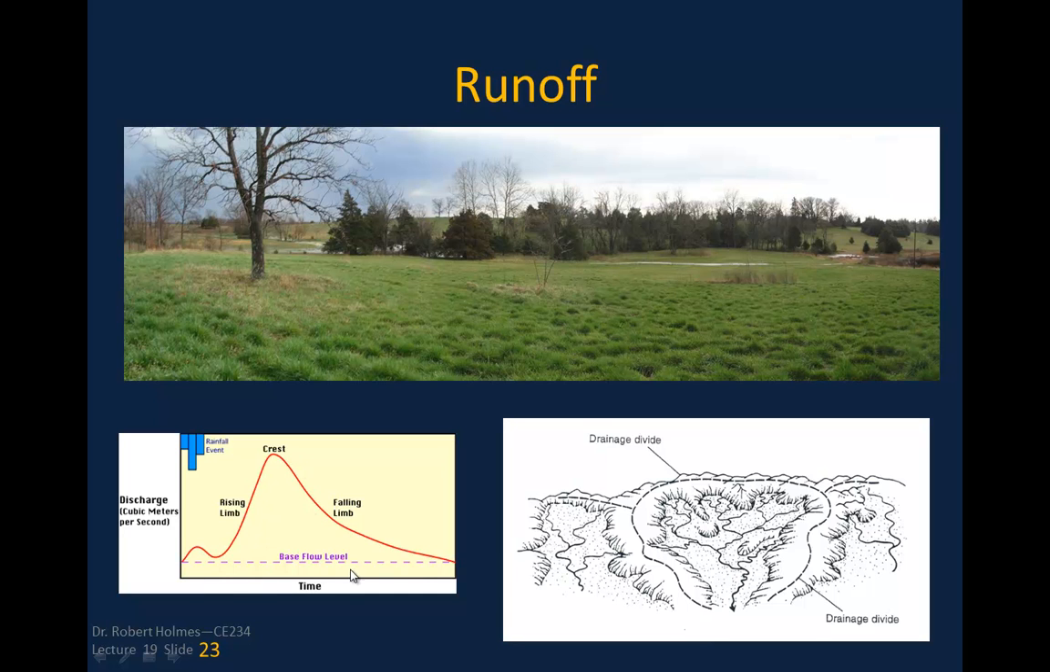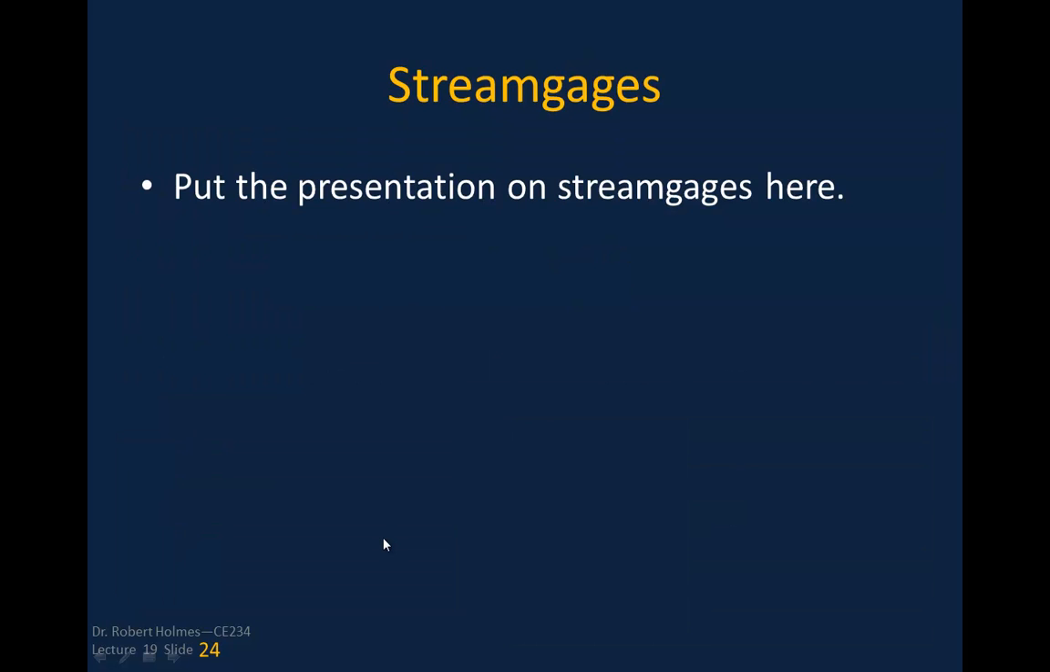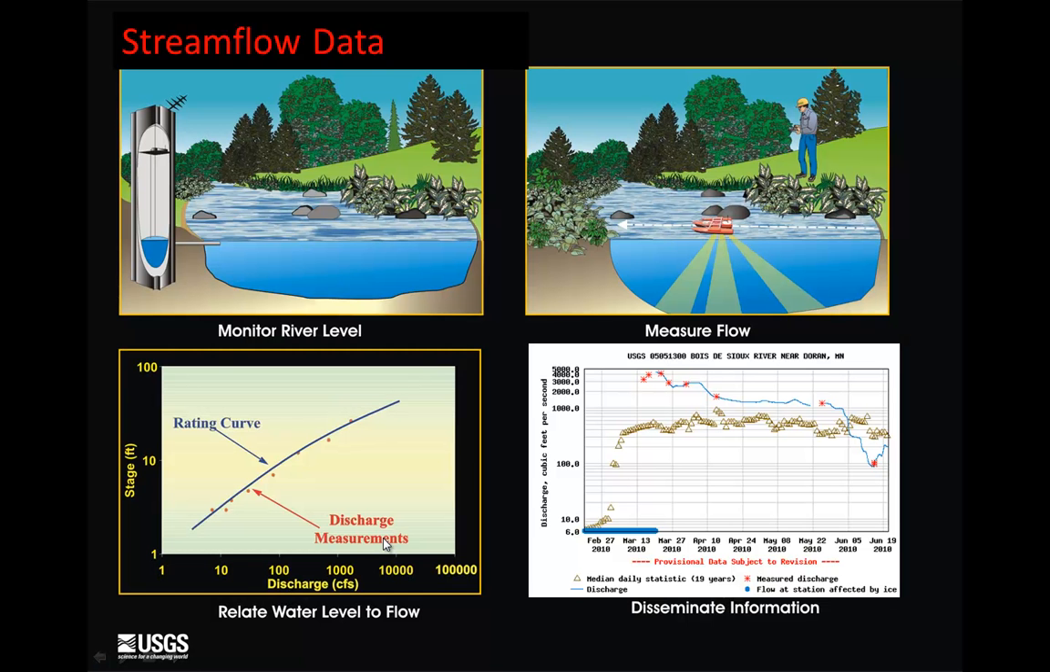And so you can see through time, this is called a discharge hydrograph. All right, basically for stream gauges, we're going to learn more about that in a lab session and in a subsequent lecture. But the U.S. Geological Survey operates stream gauges across the country.